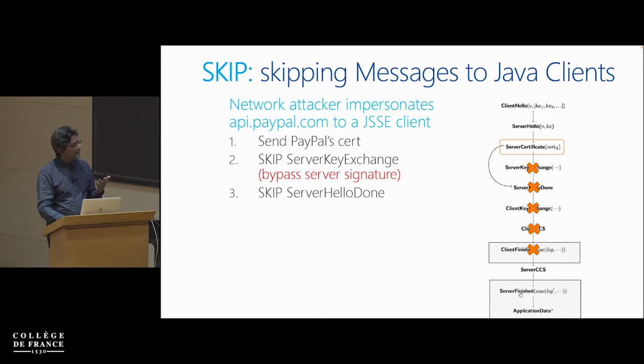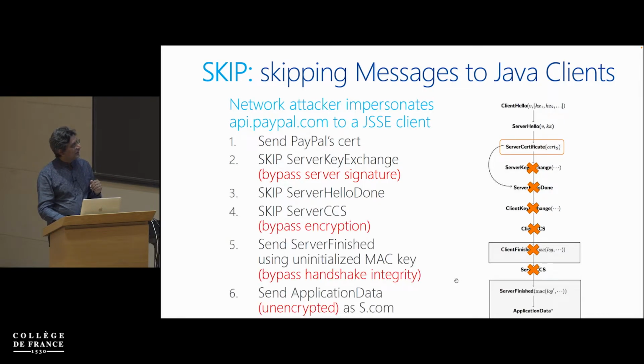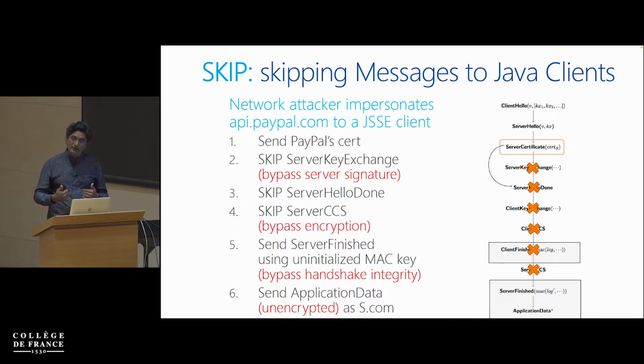How can we send this message when there is no key? Well, this is Java, so the key has been already initialized to zeros. So let's just use the key full of zeros and send that message. And of course, the client will accept this. And then the client will start sending application data thinking we are PayPal. And the keys that it's using is zeros. In fact, the encryption has been disabled here. The message is going in plain text.